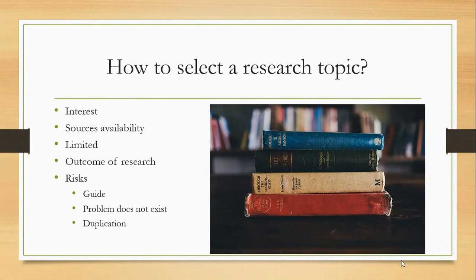Third type of problem is duplication. Suppose you as a researcher are working on a topic, and there is another person also working on the same topic. So either you have to chuck this problem out, or you have to take a new topic, or for the same topic you can try to think of a new perspective. So duplication is also a risk.